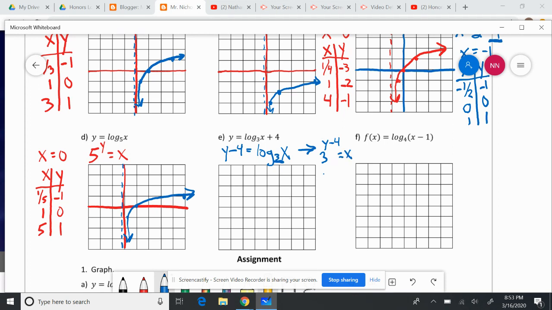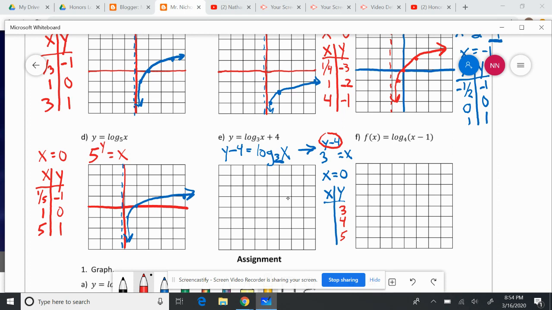We have our vertical asymptote at 0, and we're making our table again. Remember, our table is going to be a little bit different because notice what we're trying to do is get our exponent to be 0. So what we have is 4 in the middle. I'm going to pick a point to the left and to the right. So I have 3, and I have 5.